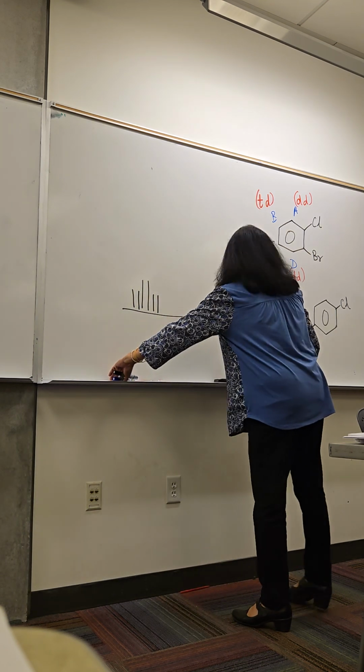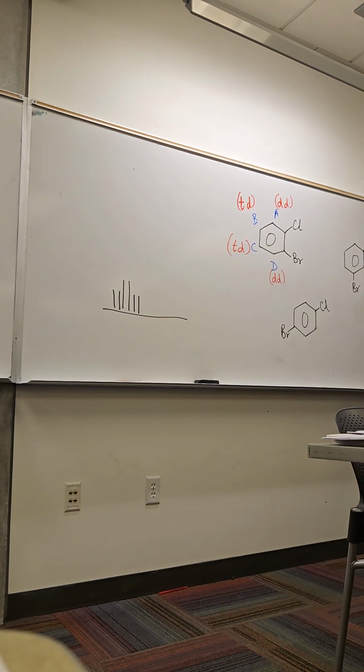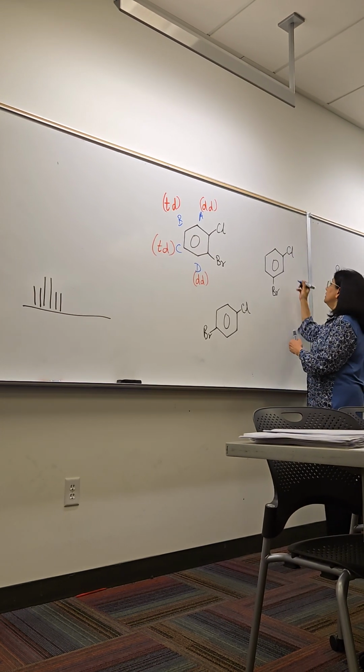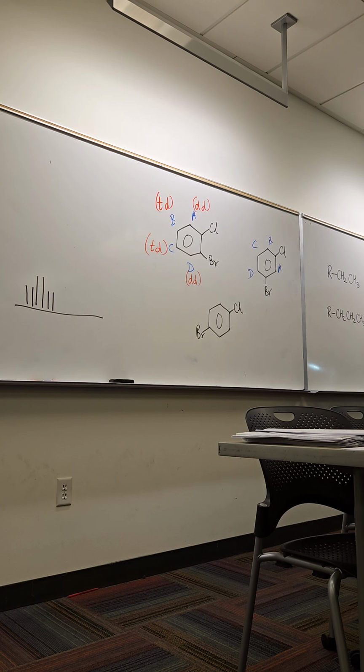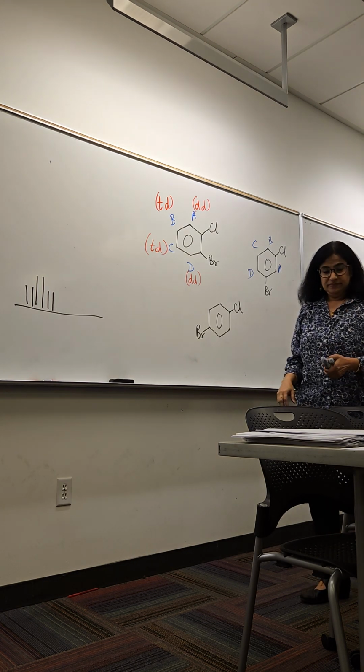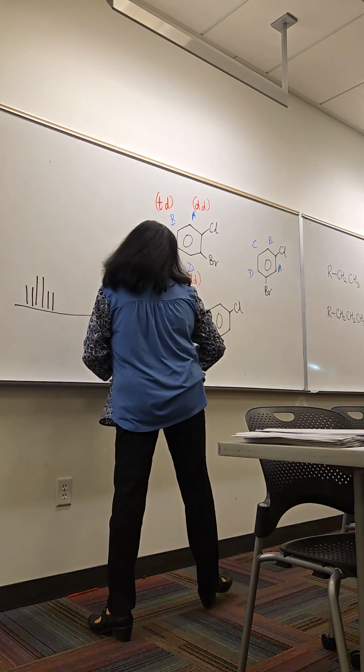How many signals? 4 signals. Let's see, A, B, C, D. Did I do that right? Okay, multiplicity for A. Little triplet. Do you agree?